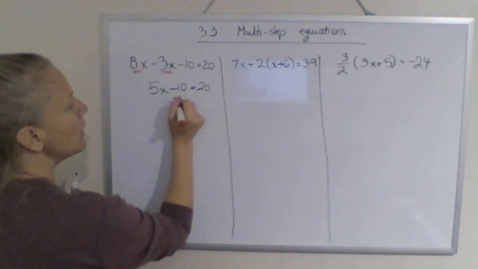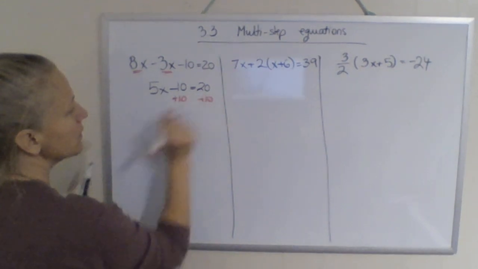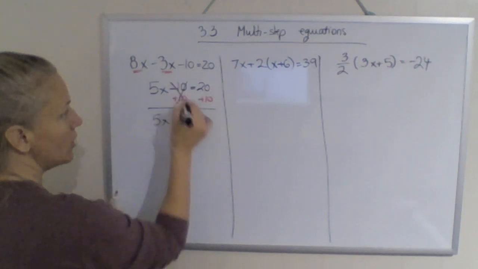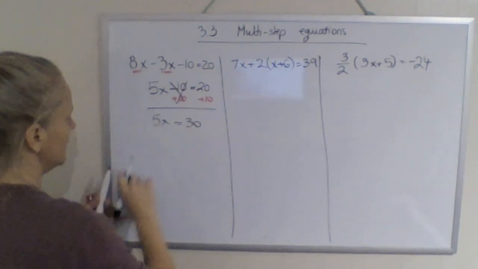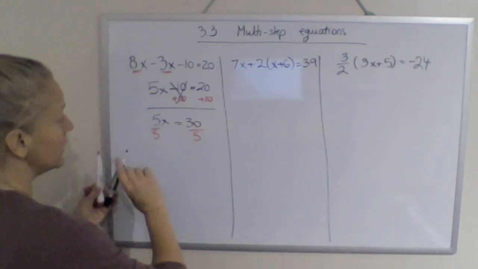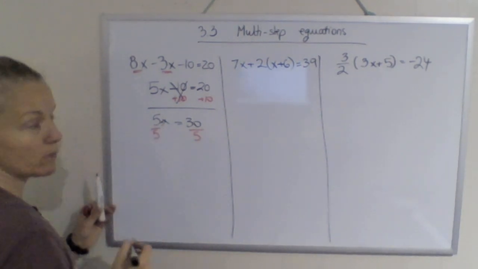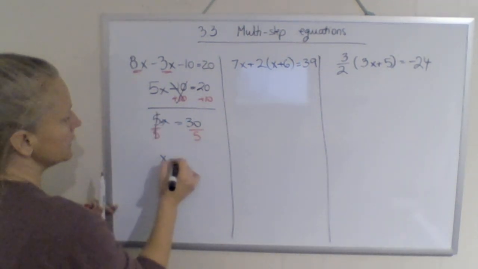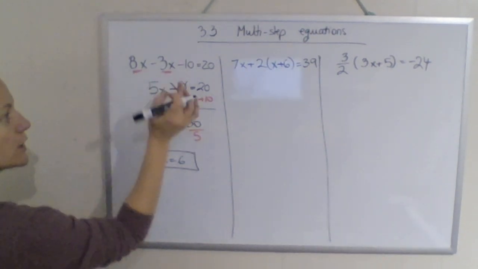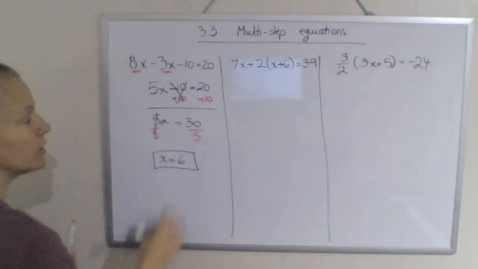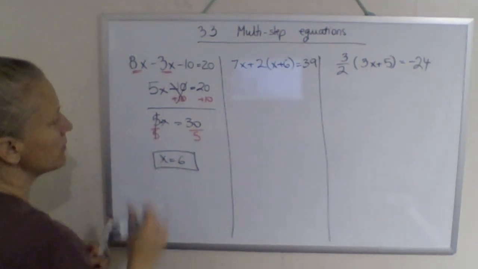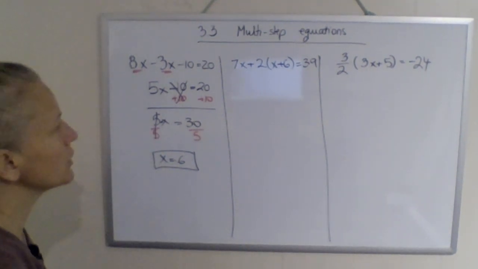I move my 10 over first. I end up with 5x equals 30. I divide the 5 out in both places to do the opposite of that multiplication, right? X equals 6. So we combine like terms first. We got rid of the 10 by moving it to the other side because 10 did not have an x. And then we divided by the number in front of x because that was a multiplication.